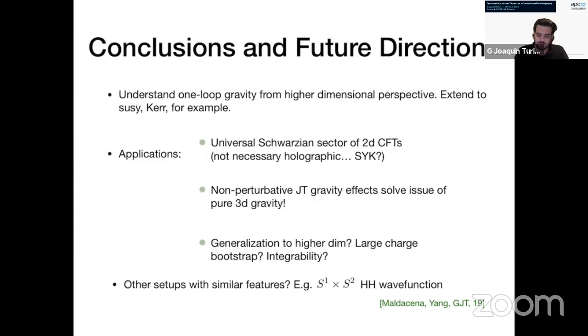And okay, here's a list of applications: 2D CFTs, 3D gravity. And let me finish by mentioning that there are also similar setups in cosmology, where similar quantum effects become important. But okay, maybe I should end here. Thank you.